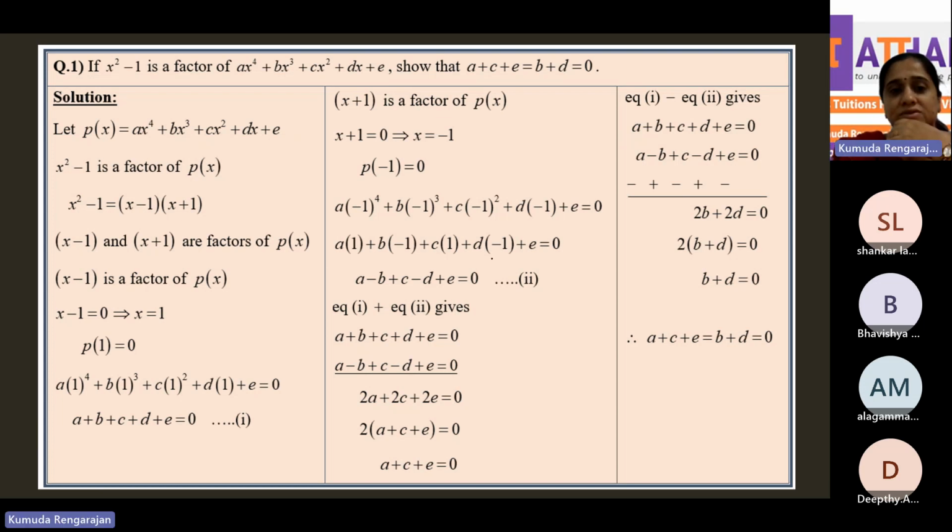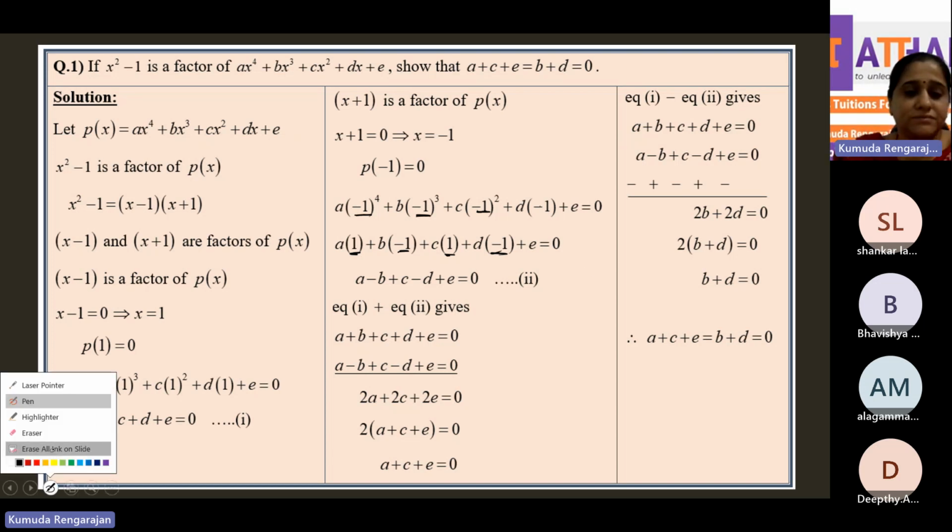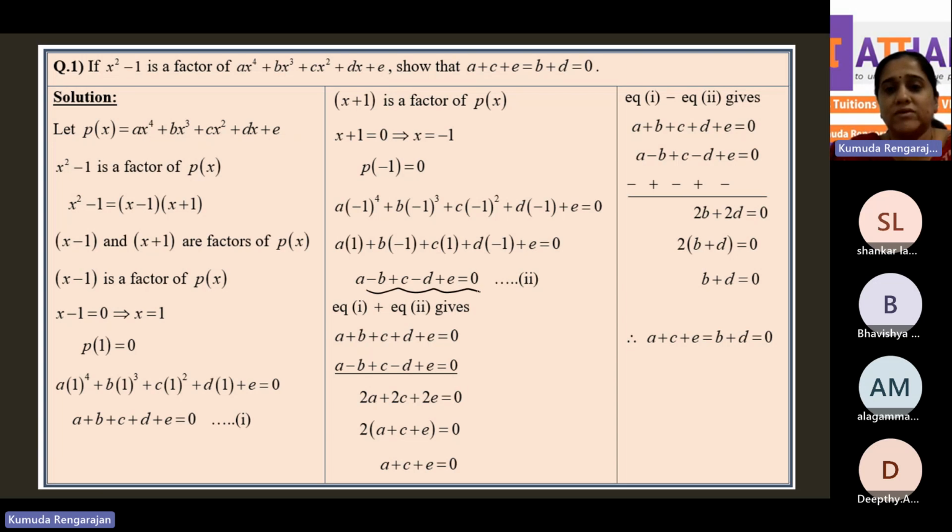Now on simplifying this, be very careful. Minus 1 to the power 4 is plus 1, because minus 1 into minus 1 into minus 1 into minus 1 is plus 1. Minus 1, the whole cube is minus 1. Minus 1, the whole square is plus 1. Then this minus 1 plus c is equal to 0. So open up the brackets. And this is what we have.